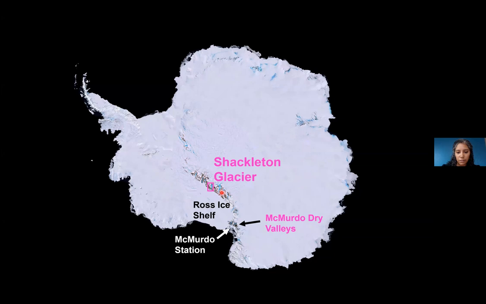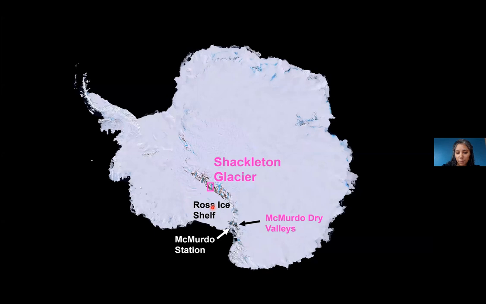I've pointed out a couple of features here. McMurdo Station, it's the largest permanent US base on the continent. Peak season, it can breach 1,200 people, which is pretty amazing in Antarctica. We have the Ross Ice Shelf here. So the glaciers from the East Antarctic Ice Sheet flowing through the Transantarctic Mountains and some from the West Antarctic Ice Sheet flow over the sea here to form the Ross Ice Shelf.